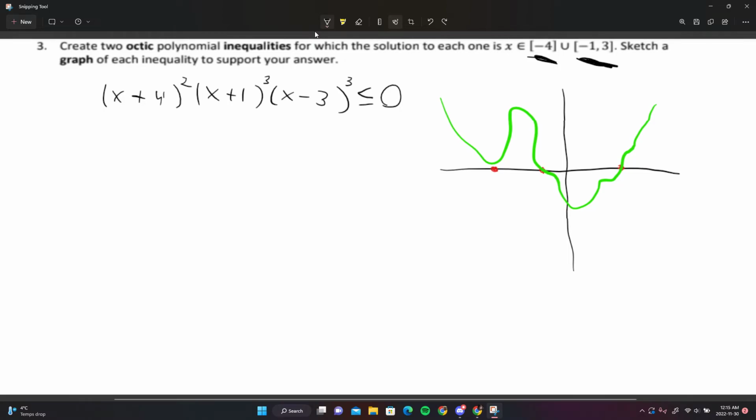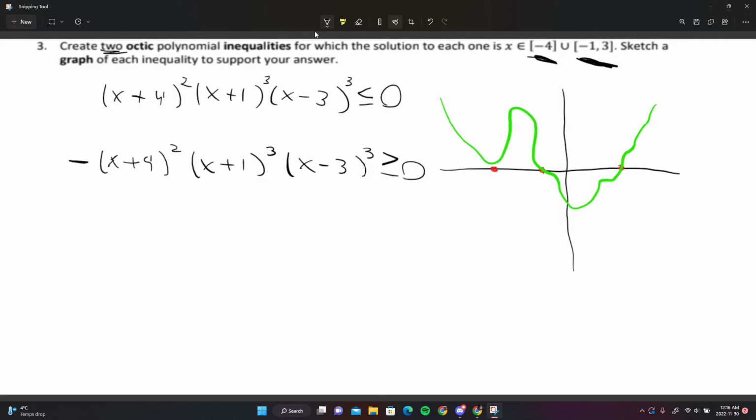But the question asks for 2 functions, and we're really just going to cheese this. X plus 4 squared times x plus 1 to the 3 times x minus 3 to the 3, and we're just gonna slap a negative sign as our a value here, and then we're also going to inverse the sign, so the function is greater than or equal to 0.